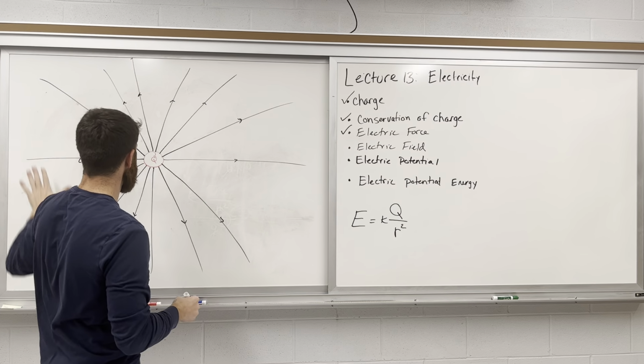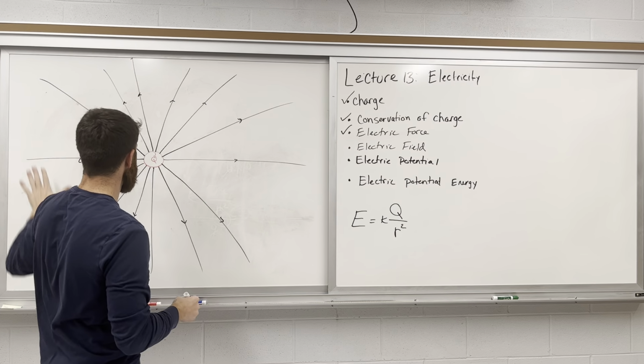Now, if this was a negative charge, the field would look the exact same, except that they would point inward, because the force on a positive charge would be in toward the negative charge. So the electric field lines move away from positive charge and in towards negative charge.